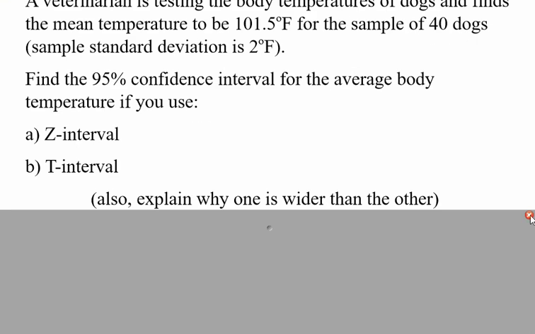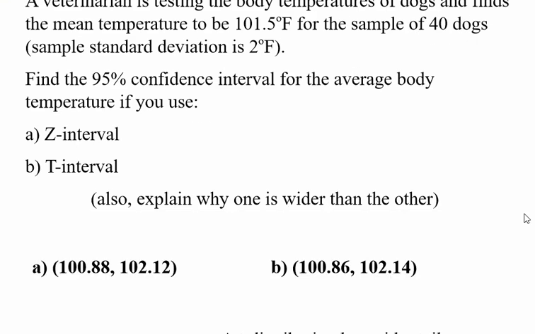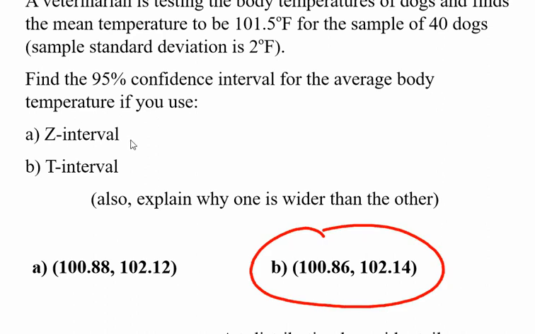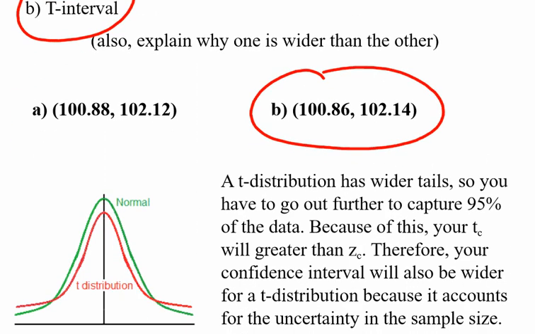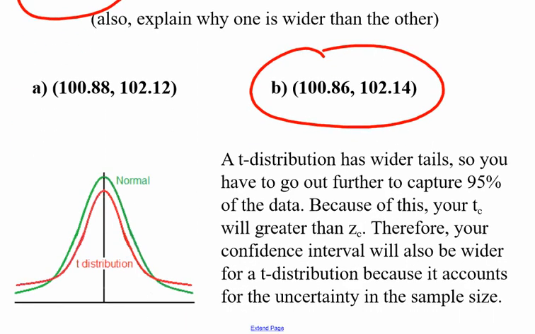Here's what you should have found. You should have found that the z interval goes from 100.88 to 102.12, and the t interval goes from 100.86 to 102.14. You'll notice this one is 0.02 wider, not very much different. That's where I'm saying honestly either one would be valid in this case because the sample is large enough. The t interval is probably more appropriate if you're following the book suggestion, but the reason the t distribution is a little wider is because it has wider tails.